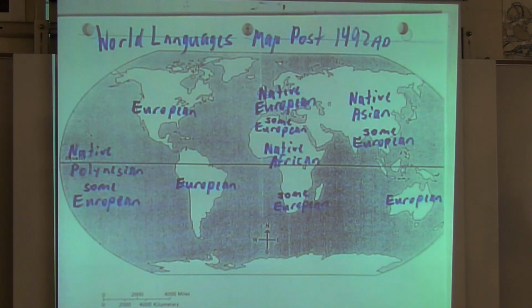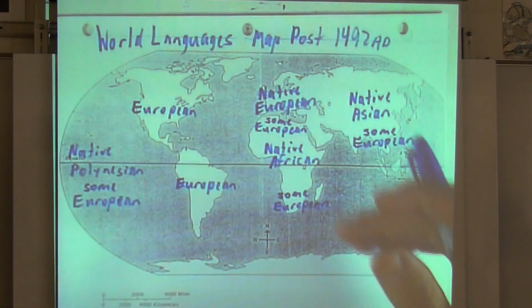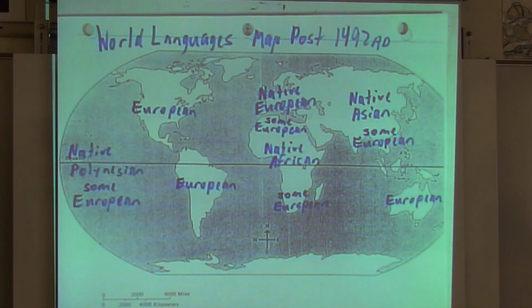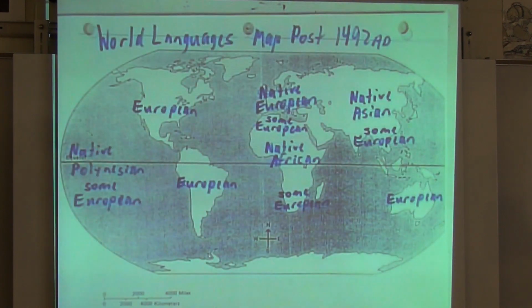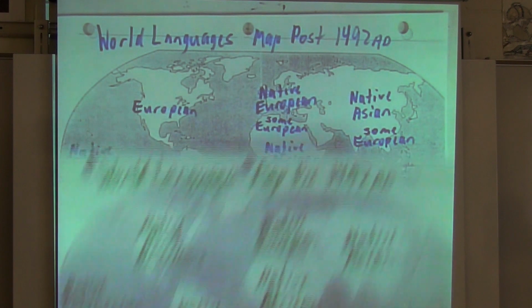So isn't it interesting that as the population has grown on Earth, especially post 1492, as the population has increased, what has happened to the total number of languages worldwide? Well, it's decreased. Remember, you had a small population worldwide with a lot of languages. Now we have a huge population worldwide with fewer languages. Okay?